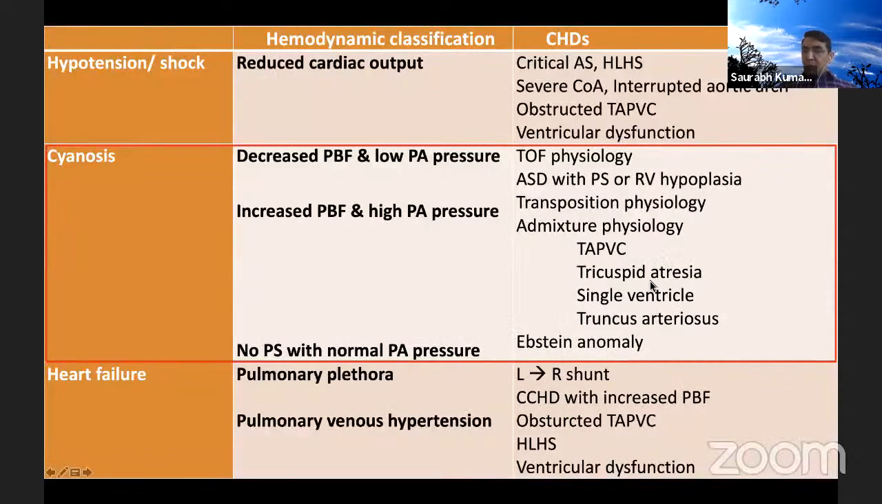Now, when we talk about congenital heart disease, before going to cyanotic congenital heart disease, let us see what the classification is. In the hemodynamic classification, these patients may present with hypotension or shock. They may have cyanosis or heart failure. And today we will be discussing this group.